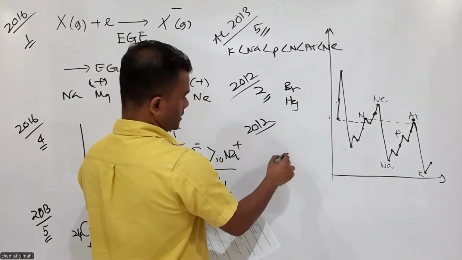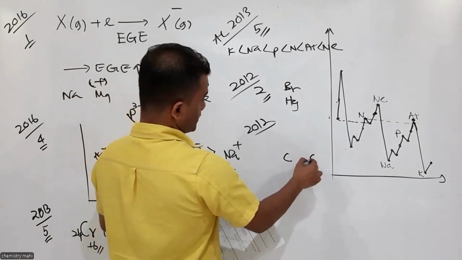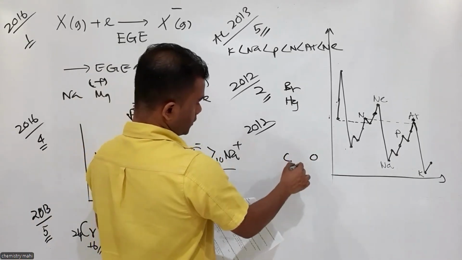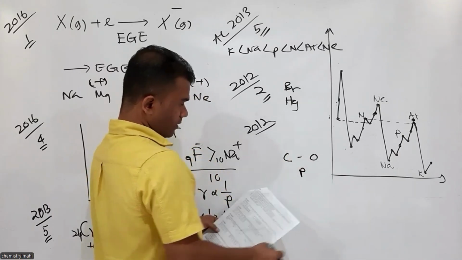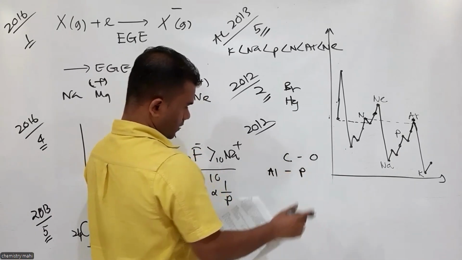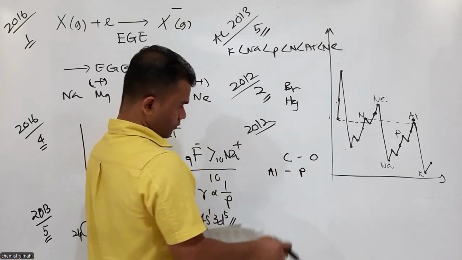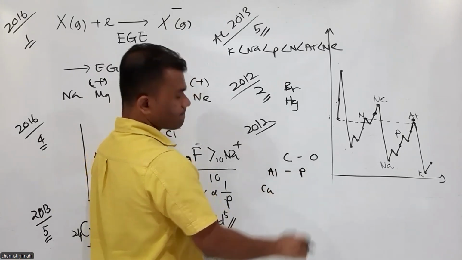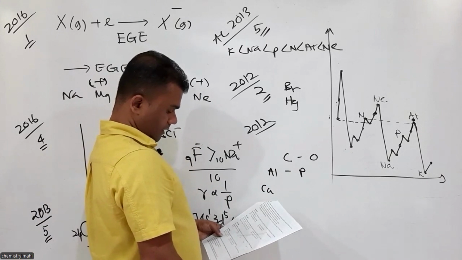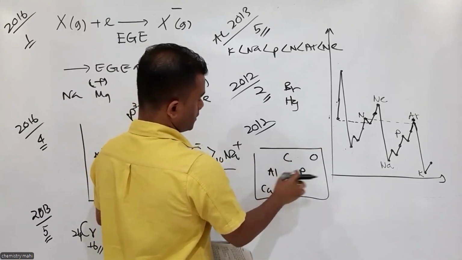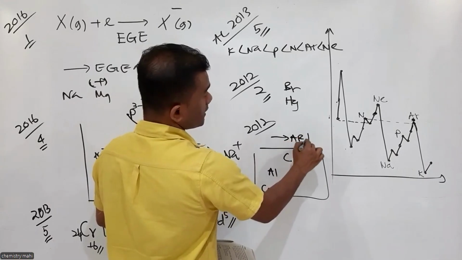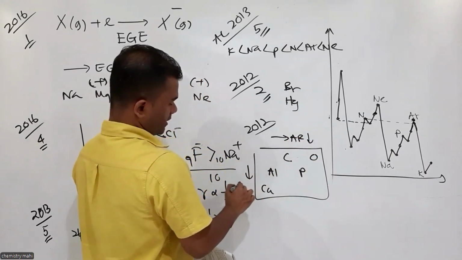Let's see what the positions are. Carbon is there. Oxygen is here. Nitrogen here. Then phosphorus below that. Aluminium is also there. It is here. What else? Calcium also there. Calcium should be below that here. And then they ask atomic radii. If you take this as the periodic table, then from here to here, atomic radius decreases. From here to here, atomic radius increases.